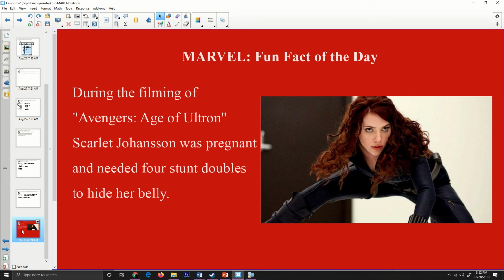So, the Marvel fun fact of the day: during the filming of Avengers: Age of Ultron, Scarlett Johansson was pregnant. She needed 4 stunt doubles to help hide her belly.